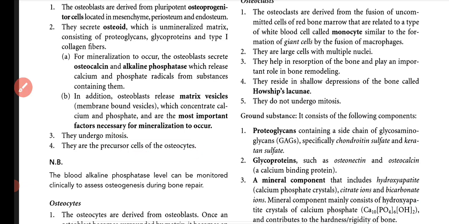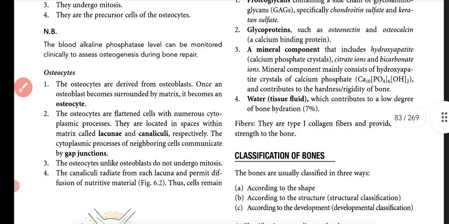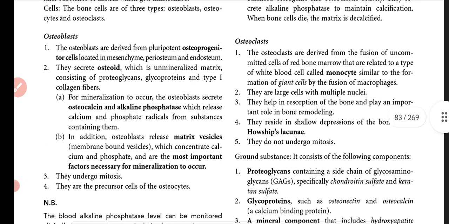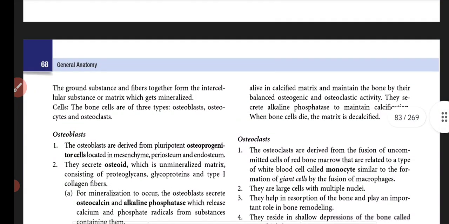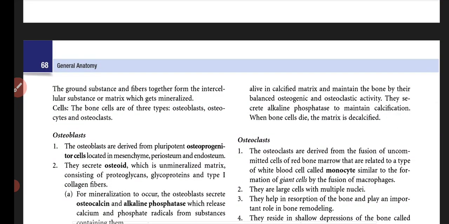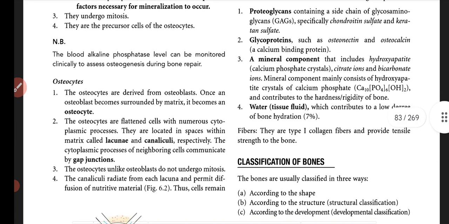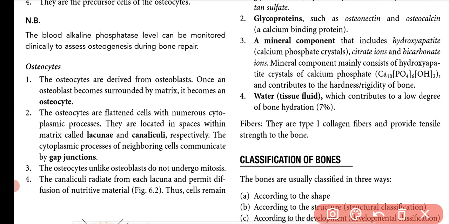The next portion is the osteocytes. Osteocytes are derived from the osteoblasts. Once an osteoblast becomes surrounded by matrix, it becomes an osteocyte. What is matrix? The ground substance and the fibers together form the matrix.